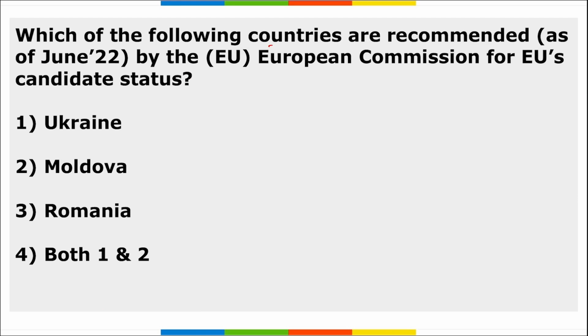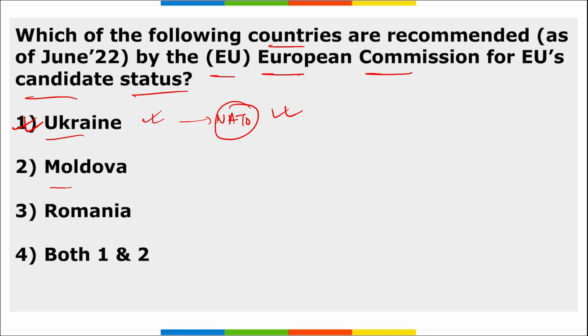Next, which of the following countries are recommended by the EU, that is your European Commission, for the European Union's candidate status? So remember, it is your Ukraine. As we know, the whole fight that is going on right now is about Ukraine joining the NATO, due to which Russia doesn't want them to join the NATO because of security reasons. So recently, both Ukraine and Moldova are the candidates for the European Union's status.